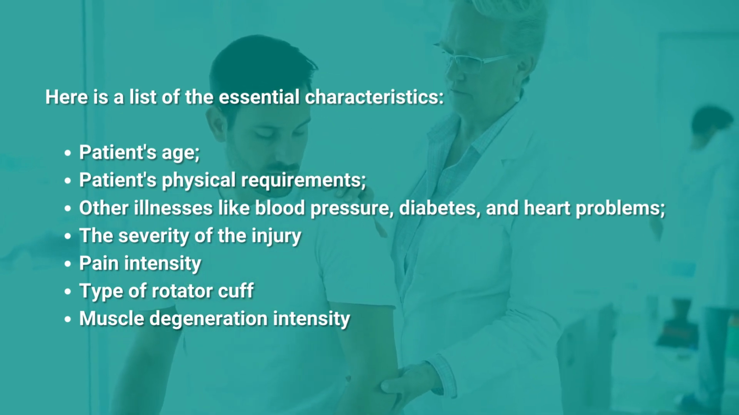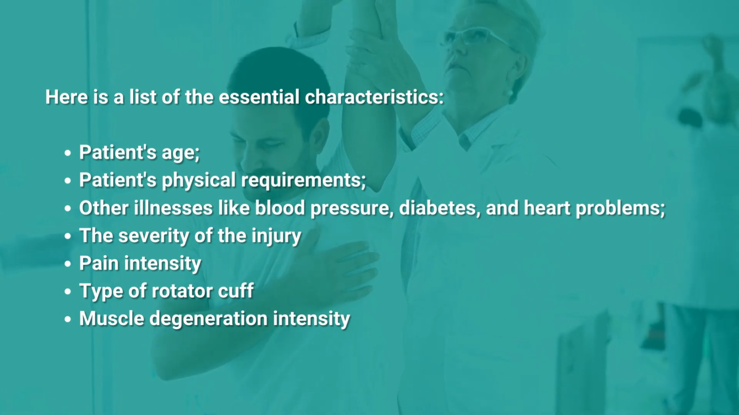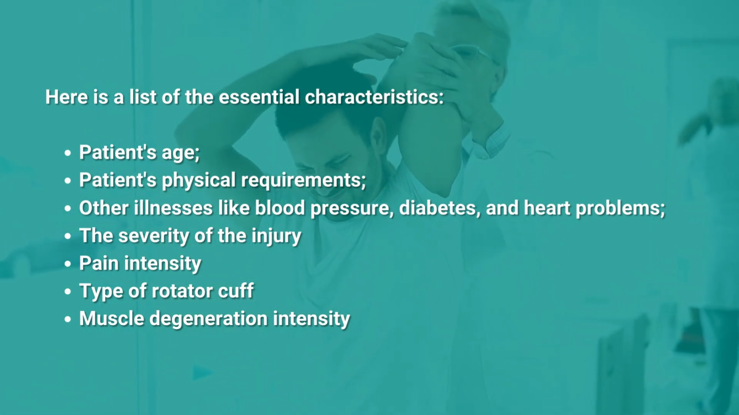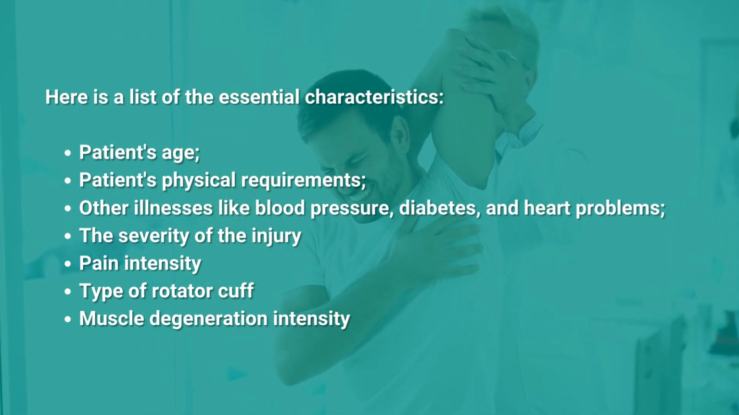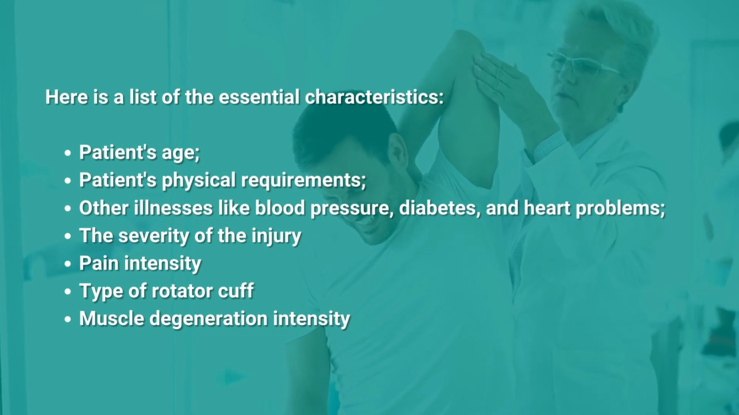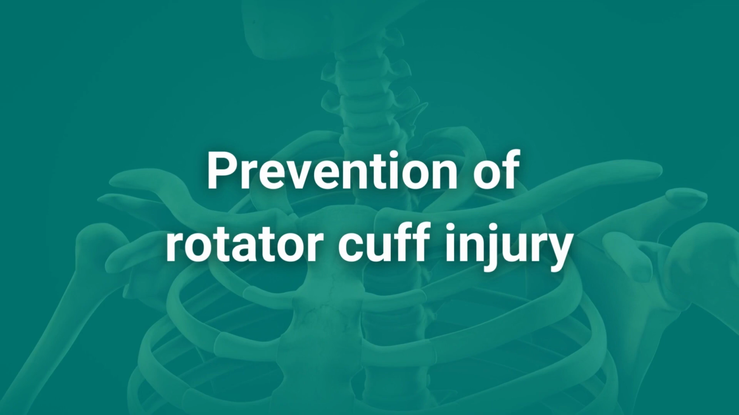Patient's age. Patient's physical requirements. Other illnesses like blood pressure, diabetes, and heart problems. The severity of the injury. Pain intensity. Type of rotator cuff. Muscle degeneration intensity. Prevention of rotator cuff injury.